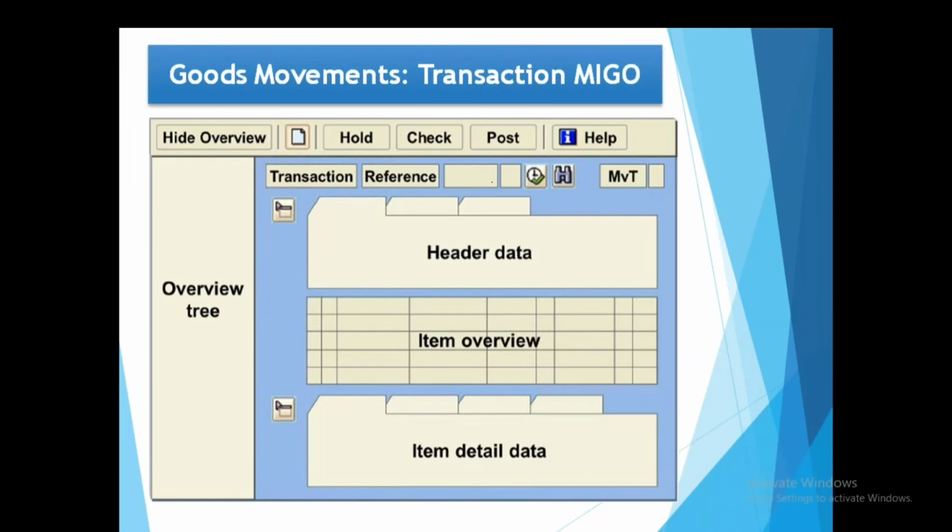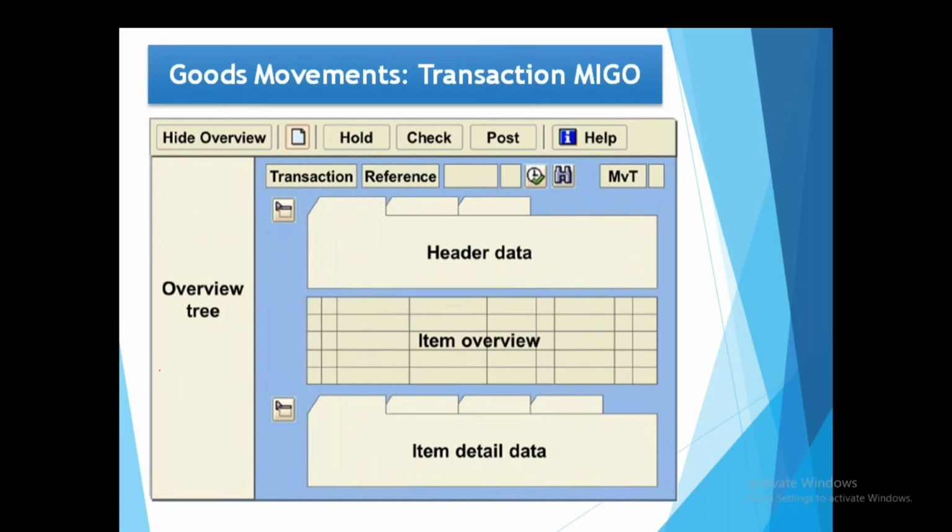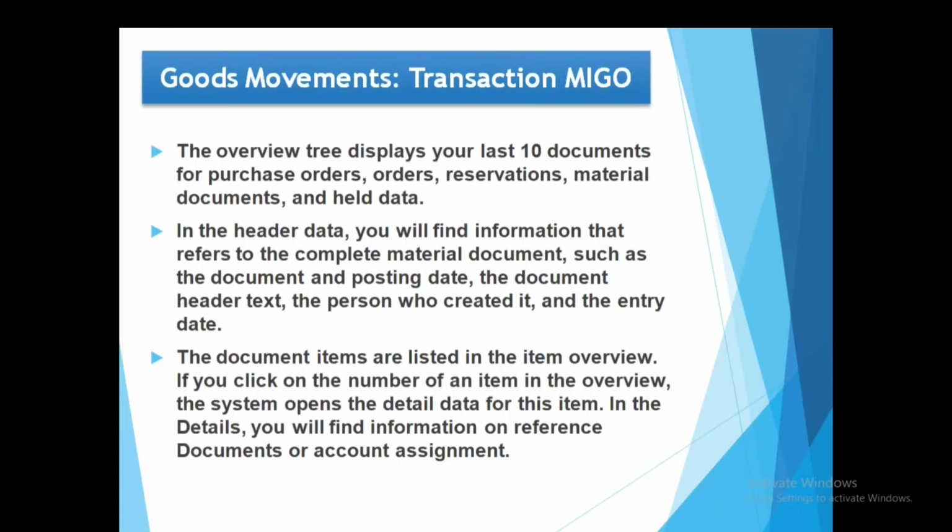Basically, the data in the transaction MIGO is divided into sections. One is header data, one is item overview data, and another is item detail data. And there is also an overview tree section. So totally there are 4 sections: overview section, header data section, item overview section, and item detail data section. So in the MIGO transaction, data is stored in 4 sections. We will see this now.